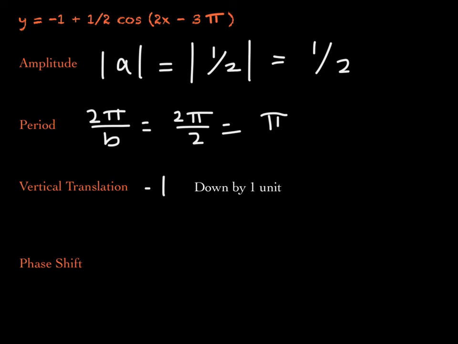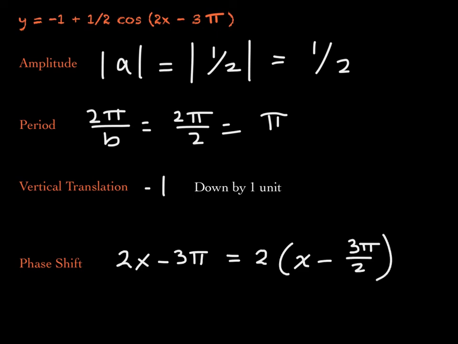As far as the phase shift goes, what you're going to want to do is, now this is very important, I hope you pay close attention, 2x minus 3 pi, what you're going to want to do is factor out the 2 so that the leading coefficient is just 1. Now be careful, when you factor out a 2, you're left with x minus 3 pi over 2, right? You can always confirm that you factored this 2 out correctly, because if you distribute the 2 back in, you would get 2x, right, which is the part of the original argument. And this 2 and this 2 would cancel, leaving you with 3 pi, which is what you have here. So we did factor that correctly.